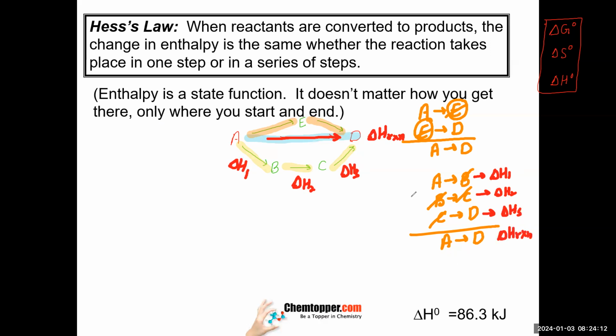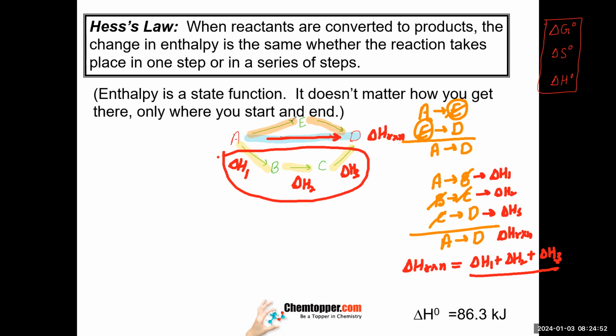Then according to Hess's law, when you are adding these reactions, then all these delta H values are added up. So delta H reaction is delta H1 plus delta H2 plus delta H3. Delta H1, delta H2, delta H3. That is delta H reaction, right? This is from this step, this step.